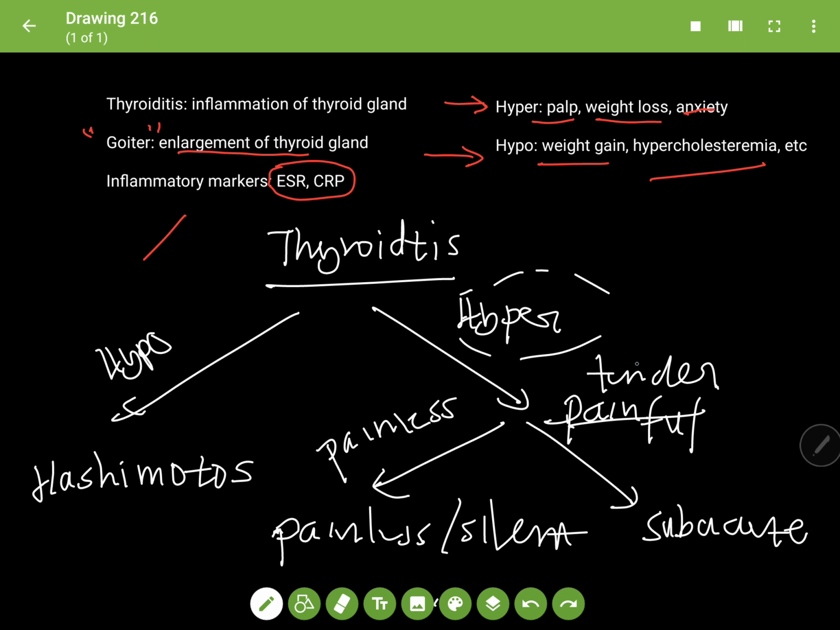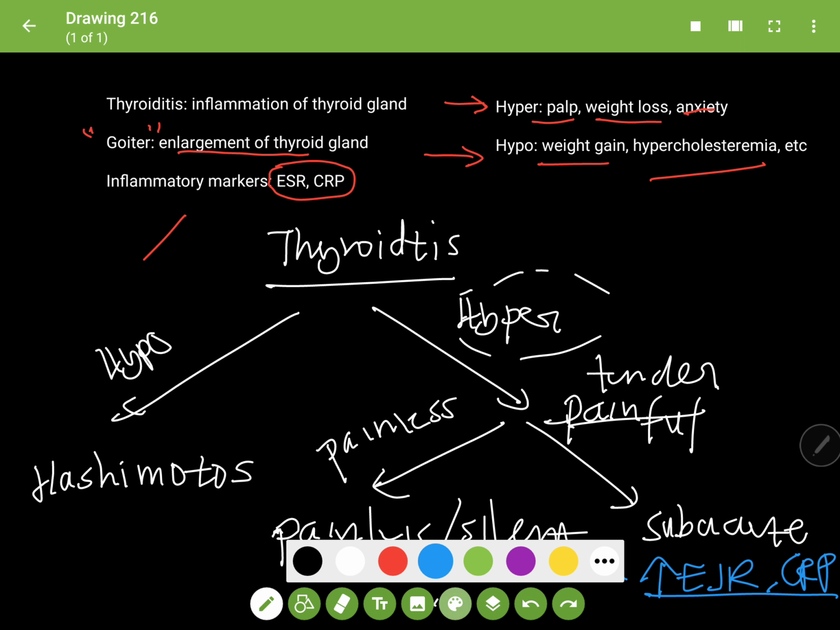A painful or tender thyroid gland is going to have increased inflammatory markers. So this is another distinguishing feature.